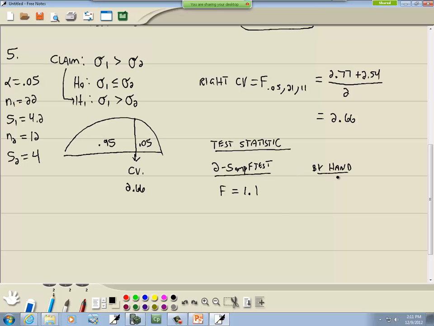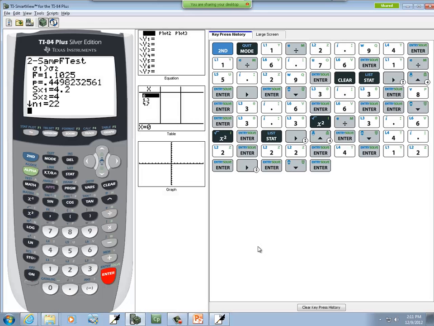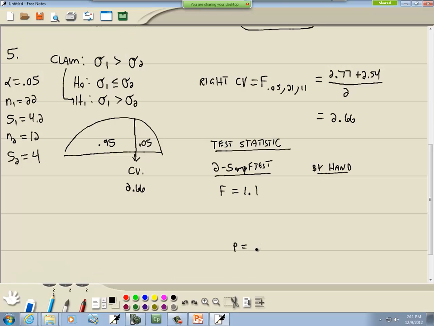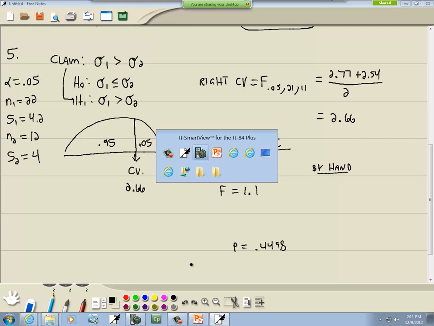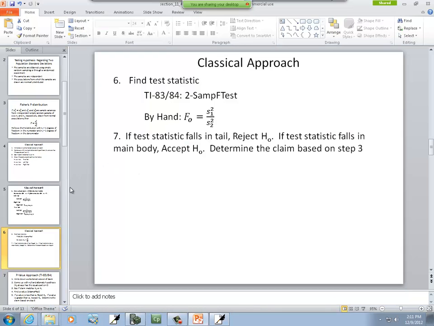Now since I'm here, let me go ahead and write down the p-value, because we're going to be talking about that here in just a second. The p-value is 0.4498. Okay. And by hand.